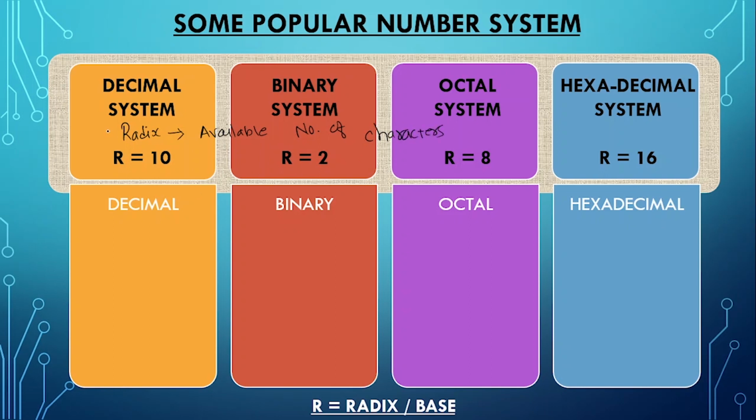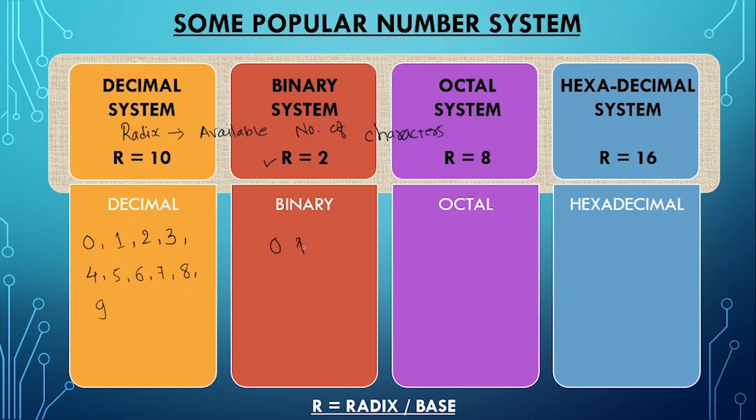That means for the decimal number system I have 10 characters, which is very obvious: 0, 1, 2, 3, 4, 5, 6, 7, 8 and 9. So these 10 characters are of the decimal number system, and any number can be formed with a suitable combination of these 10 characters.